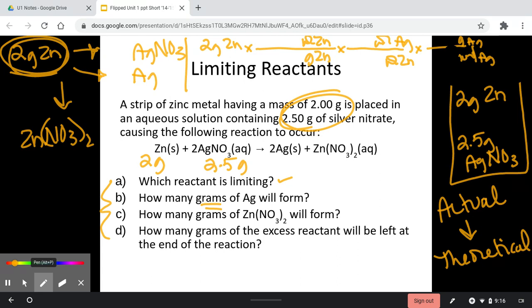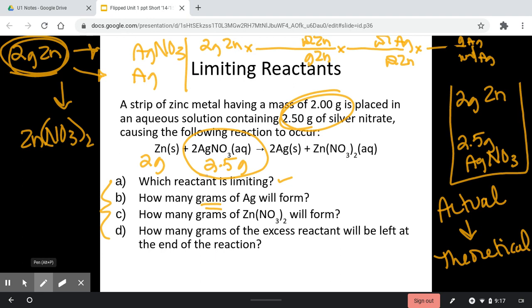When I calculate to the amount of silver nitrate, what would that one mean? This would be a good time to pause and think about it. And if I calculate from 2 grams of zinc into grams of silver nitrate, it would be the amount of silver nitrate I would need if all my zinc reacted. Now, do I have that much silver nitrate? I don't know. I'd have to do a calculation to figure that out.